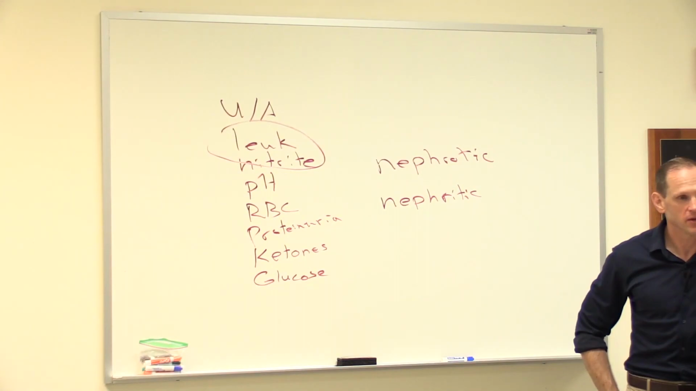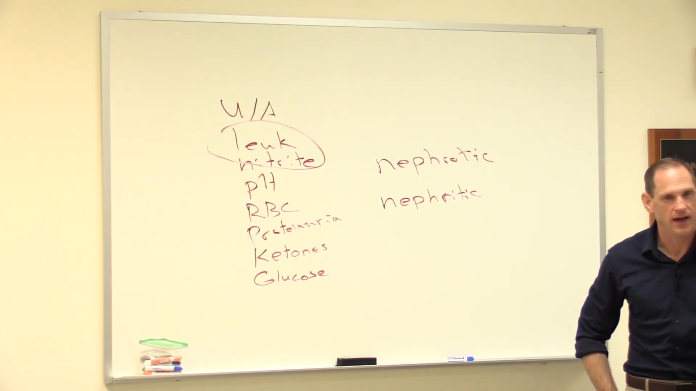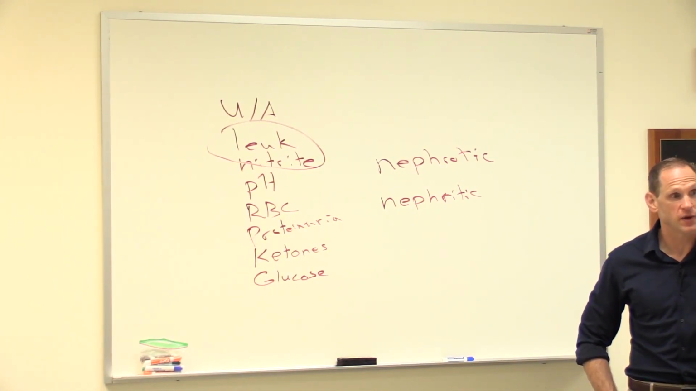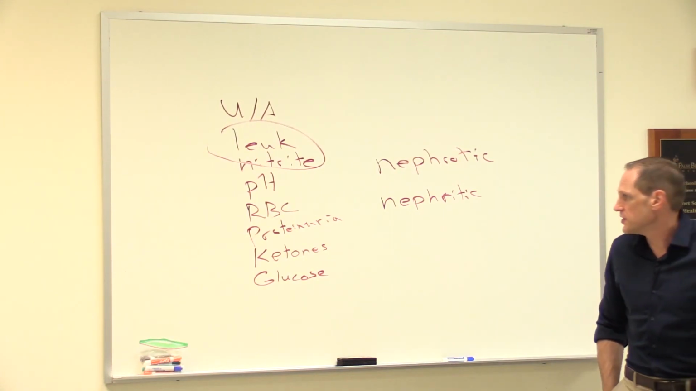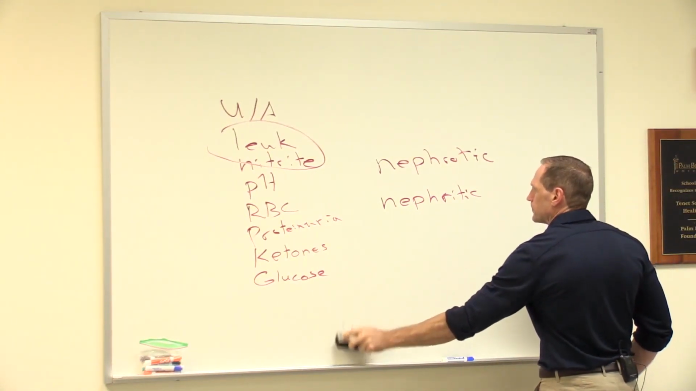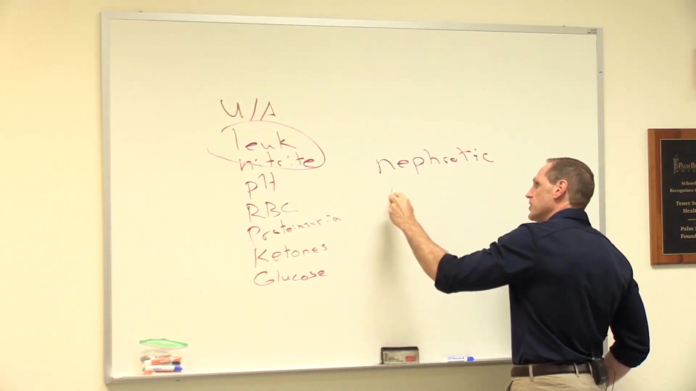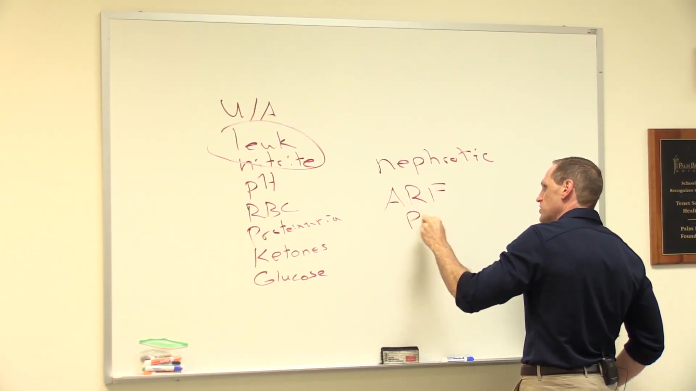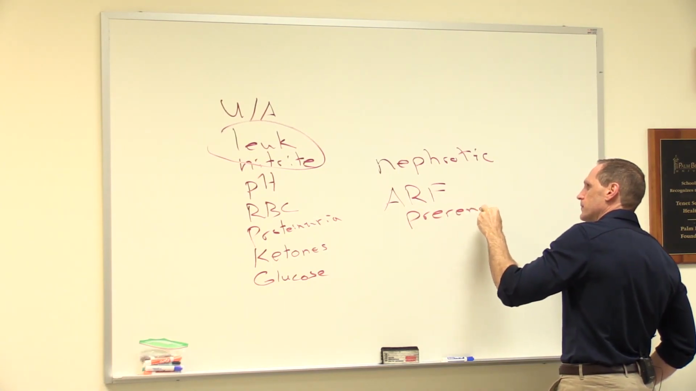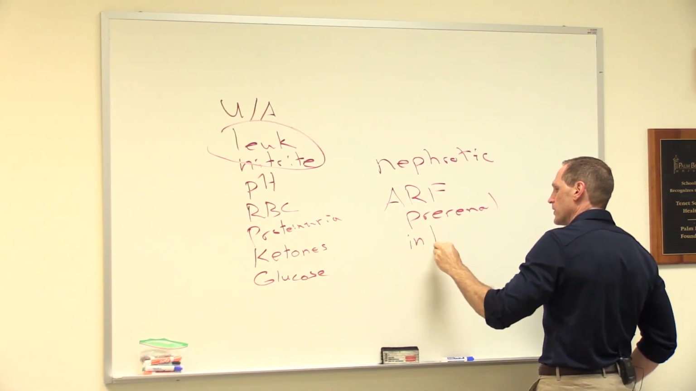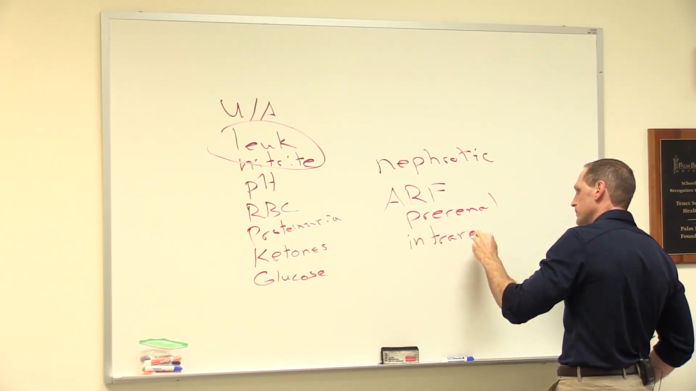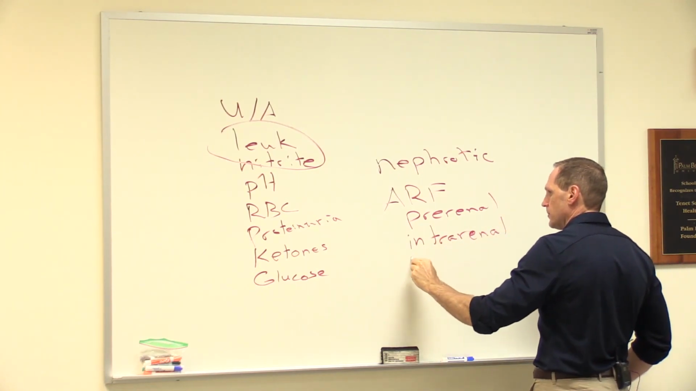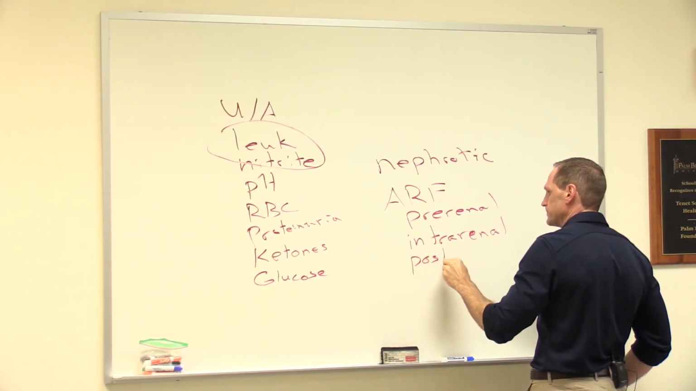That's glomerulonephritis, and then the post-streptococcal kind. At this point, we're going to talk about acute renal failure. Acute renal failure takes three major forms. We're going to have what's called pre-renal, intra-renal, and post-renal.